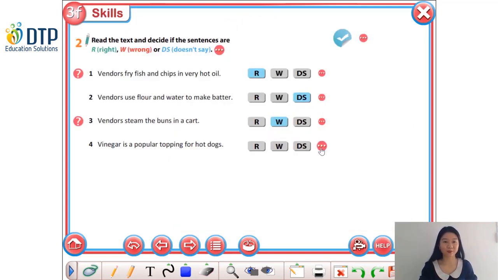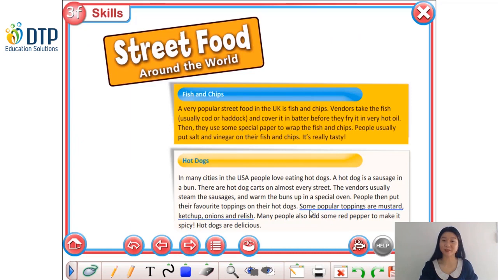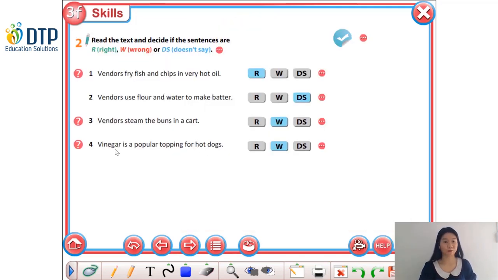How about number 4? Vinegar is a popular topping for hot dogs. What do you think? Yeah, it is wrong. Why is it? Alright, you can see here some popular toppings are mustard, ketchup, onions, and relish. So we don't have vinegar for topping of hot dogs. How many correct answers do you have?